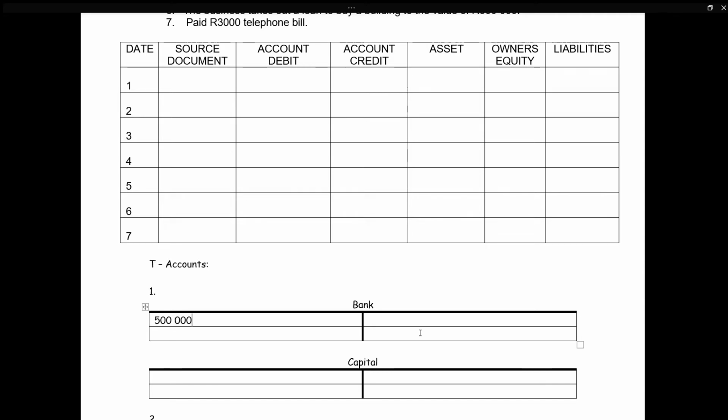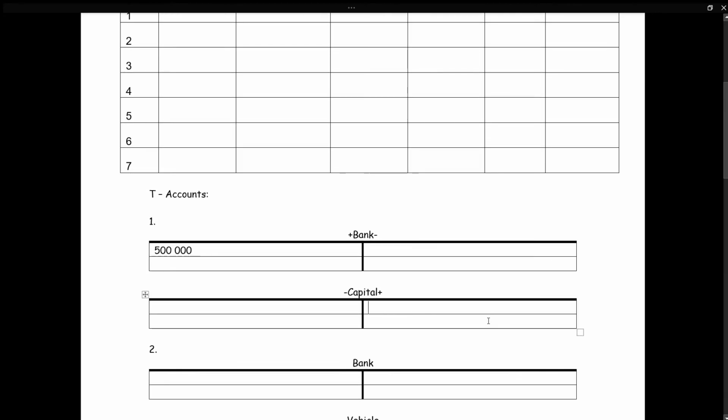So the first one, my bank will increase with 500,000 Rand. Remember, bank is an asset, and assets will increase on my debit side. Therefore, the sign is plus minus. And capital is an owner's equity account. It is minus plus. Capital will always have a positive influence on my owner's equity. So there, bank is being debited and capital is being credited.